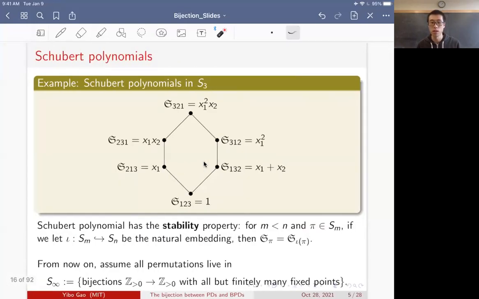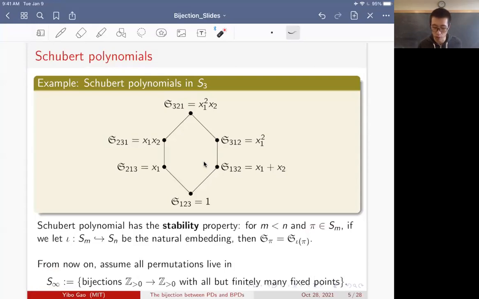Because of this, we can assume all our permutations live in an infinite symmetric group. You can think about this infinite symmetric group as, for example, bijections on the positive integers with all but finitely many fixed points, so that each permutation actually lies in some big S_n.